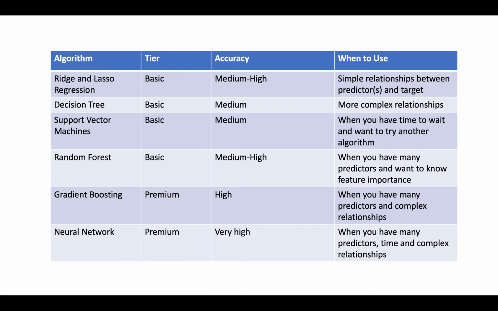A good example would be predicting points scored based on free throw percentage or based on average points per game. Those have probably a fairly linear relationship, and so those would be good variables to put in a ridge or lasso regression model.